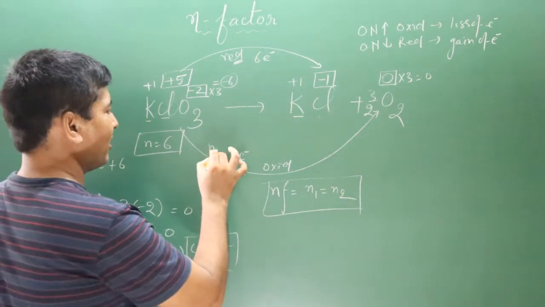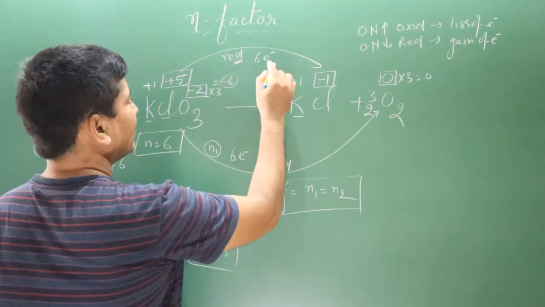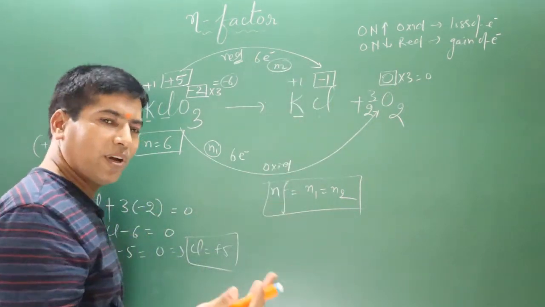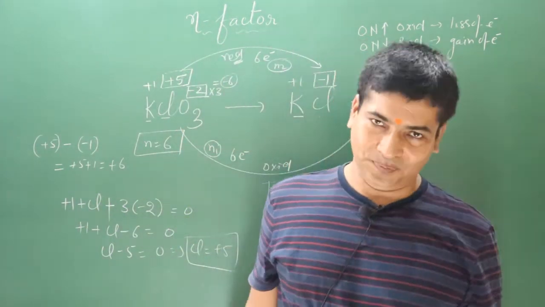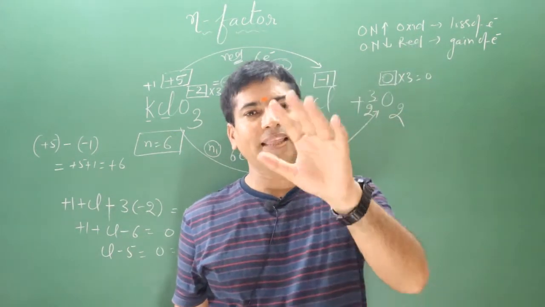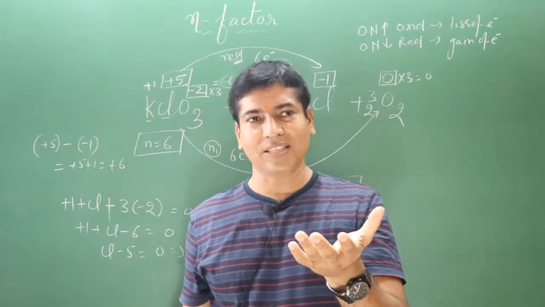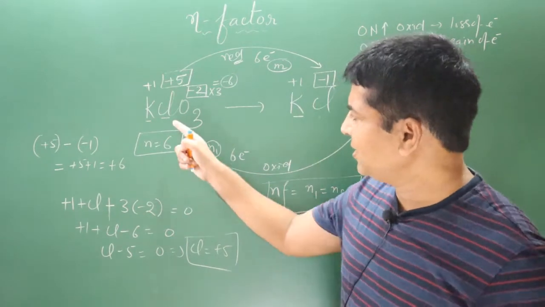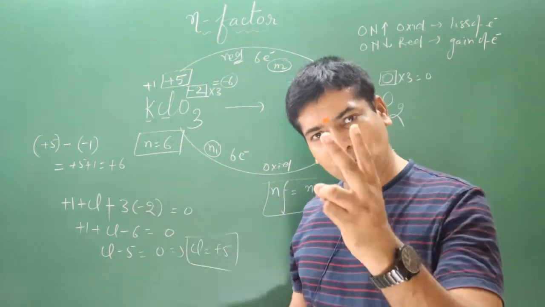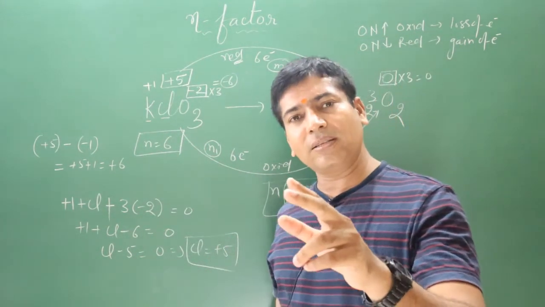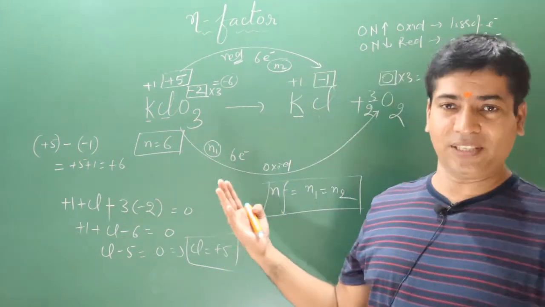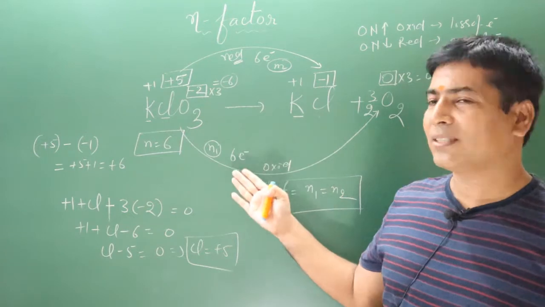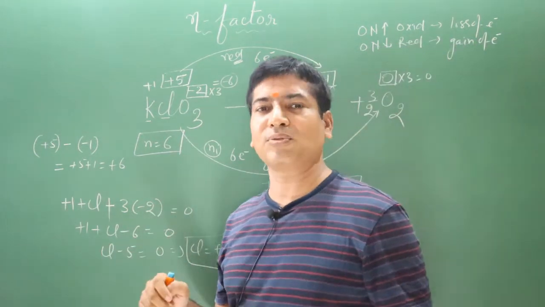Let's say I call this N1 and this N2. Both values are the same. So out of these two values, pick one value, and that is the n factor. Very simple concept. You can see this is also a decomposition reaction, and the previous two examples were also decomposition reactions, but you can see the scenario is different. In this case the same number of electrons are lost as well as gained.